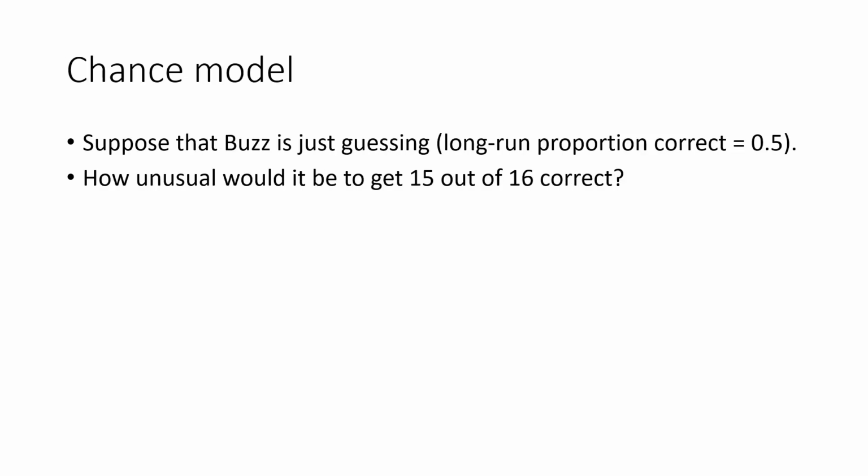So what chance model should we use? Let's suppose that Buzz is just guessing. That is, that his long-run proportion of pressing the correct button is 50%. In that case, we want to know how unusual it would be to get 15 out of 16 correct.